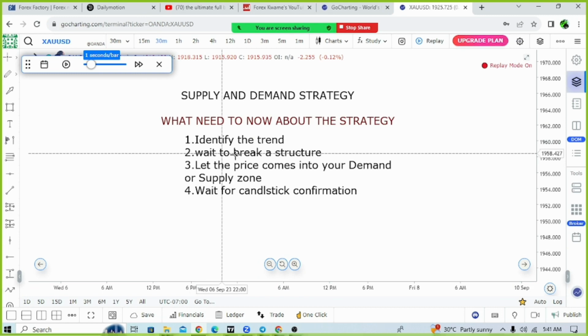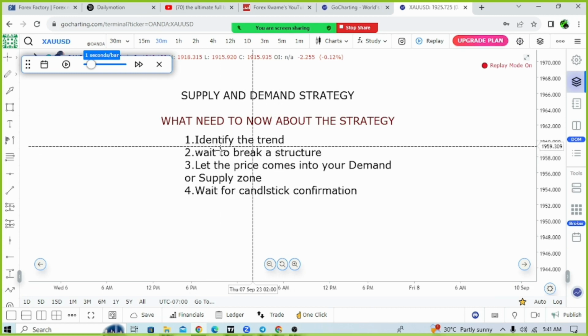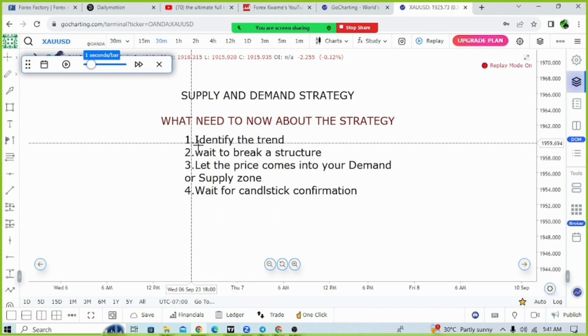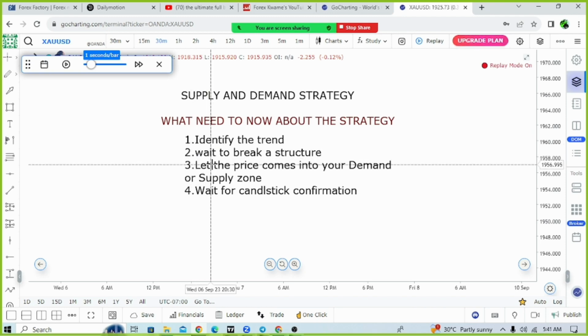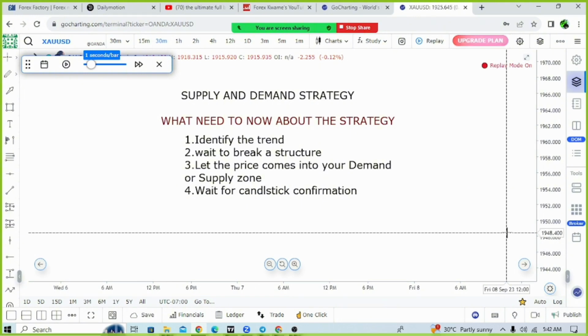Okay, so for a supply and demand strategy, for you to trade it profitably, you need to identify the trend. Identify the trend of the market. Number two, after identifying the trend of the market, wait for a break of structure. I'm going to demonstrate these steps that I've been writing here on the framework and also on the real chart.